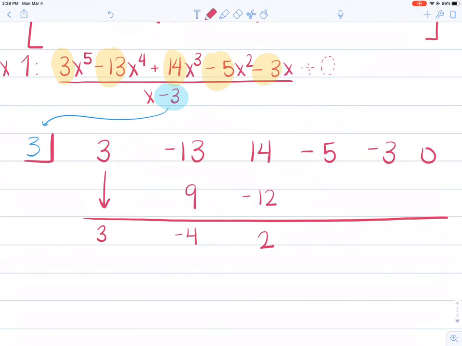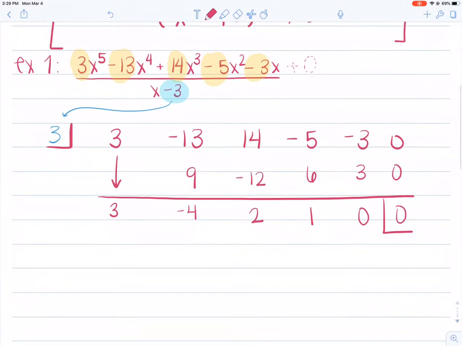And then I start again. 3 times 2 is 6, and negative 5 plus 6 gives me 1. 3 times 1 gives me 3. Negative 3 plus 3 gives me 0. 3 times 0 gives me 0. And 0. Okay? So the last box is always my remainder. So that thing is my remainder.